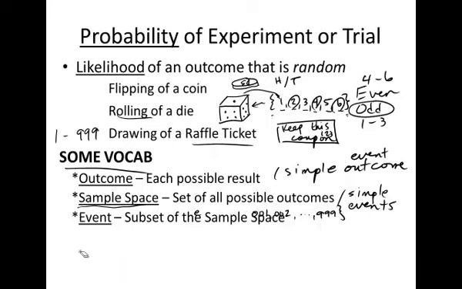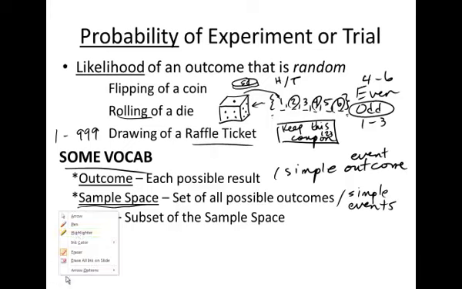Just erase that so we can read what's going on here. All right. So an event is simply a subset of the sample space. Just so we're clear on what we mean when we say a subset of something.